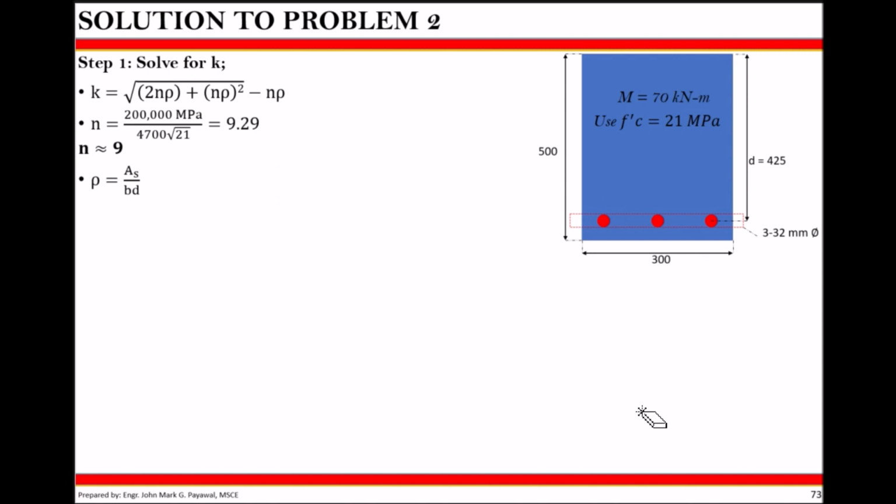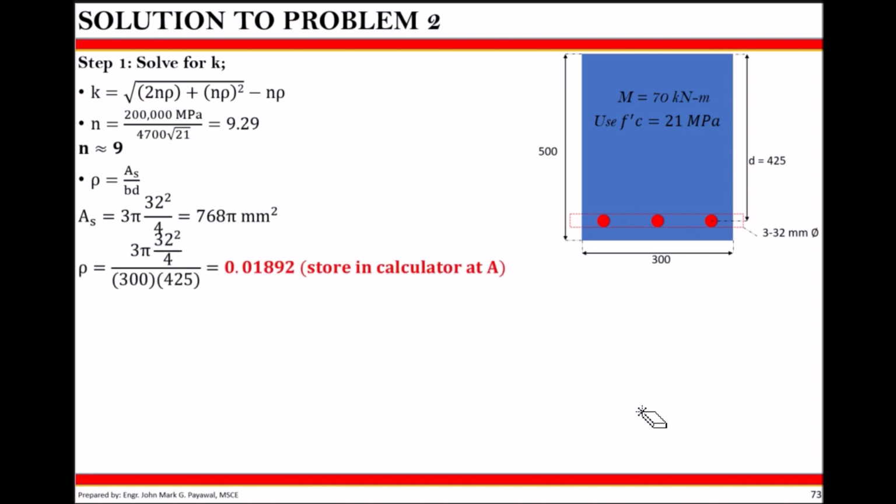Also, to compute for rho, it's As over bd. There are 3 reinforcements, so 3 multiplied by a single area would result to 768 pi square millimeters. Rho now would be equal to the area of steel over bd. In here, your b would be 300 and the effective depth is 425. We store the value 0.01892 and we use the exact value later on, so it will be stored on A of the calculator. If you're following through, later on you just call out your values in computing other parameters.